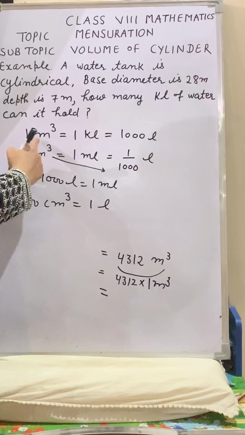For example, a water tank is cylindrical. Base diameter is 28 meter, depth is 7 meter. How many kiloliters (KL) of water can it hold? Now, the tank is cylindrical. You can make the figure of the water tank. It is a cylindrical tank.